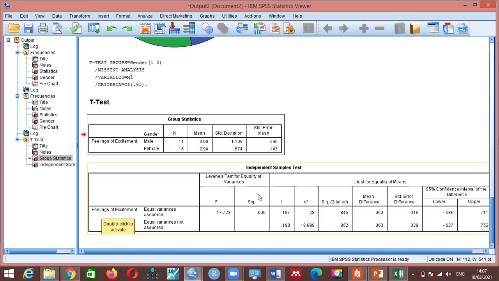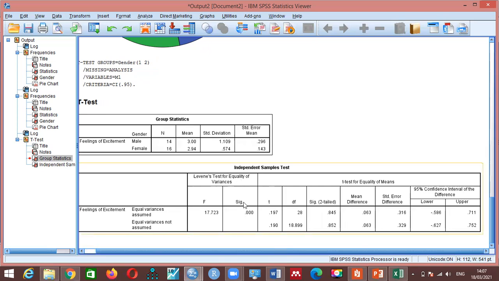So that's how you interpret the t-test. Okay, so let's try with correlation.